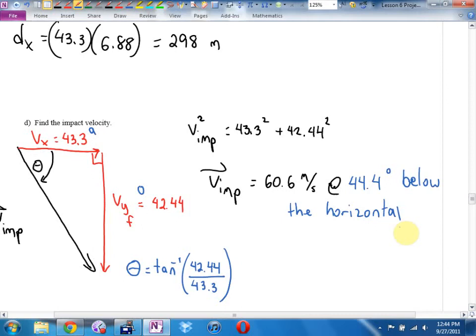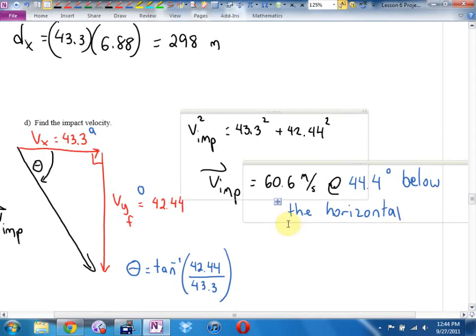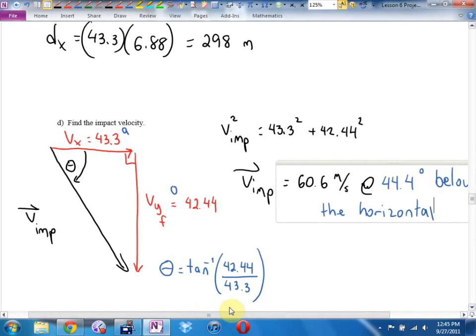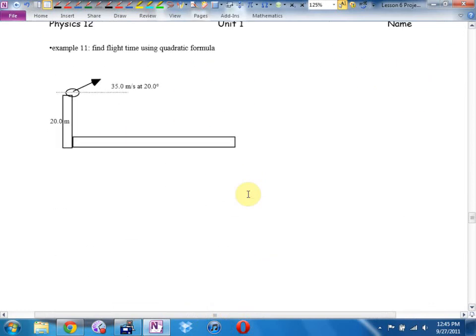Components, negative displacement if it's a vertical one. Quadratic formula or find Vy final. Negative. But you need to find T somehow. Which is the best method? Probably depends on your calculator, to be quite honest. Next page. Example 11 says, find the flight time using the quadratic formula. Okay. Well, you know what? I'm going to say to you, find the flight time any way you want. I don't care.